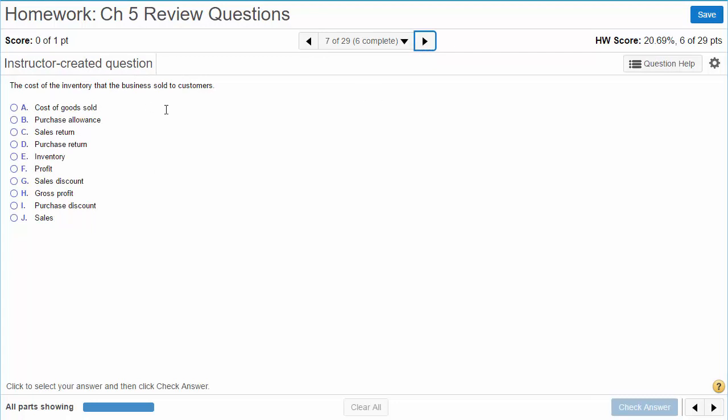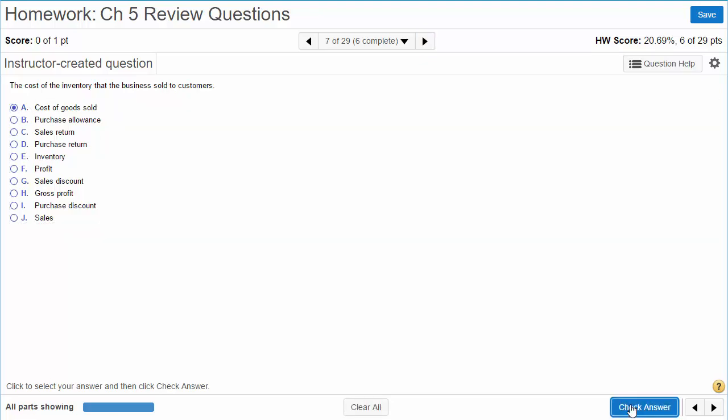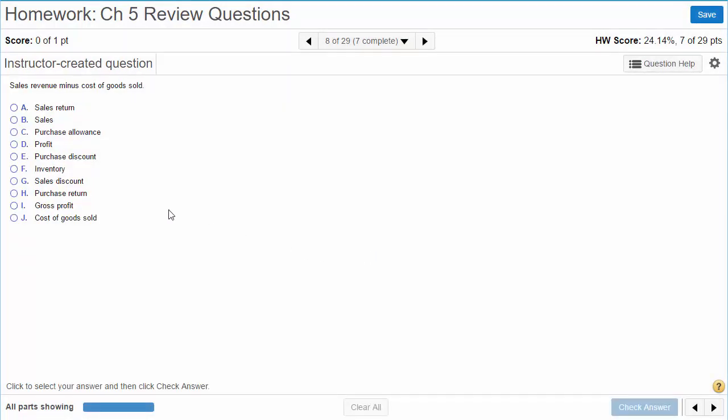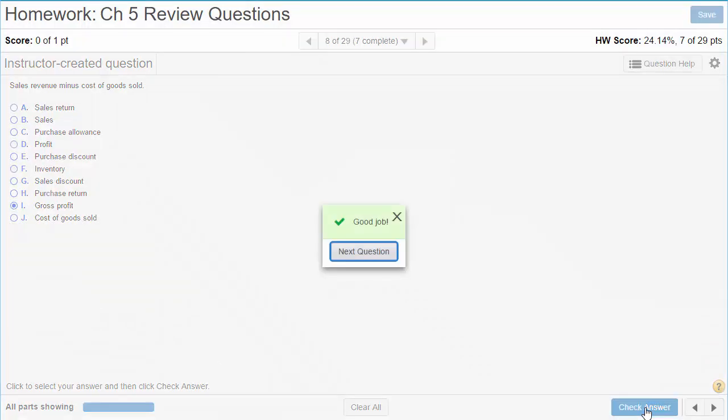The cost of inventory that the business sold to customers. So once we sell the inventory to our customers, the cost is going to be going into the cost of goods sold account. Prior to selling it, the cost is inside the inventory account. Sales revenue. What do we call sales revenue minus COGS, cost of goods sold? Well, that's gross profit. And that would be shown on our income statement, as long as it's a multi-step income statement.